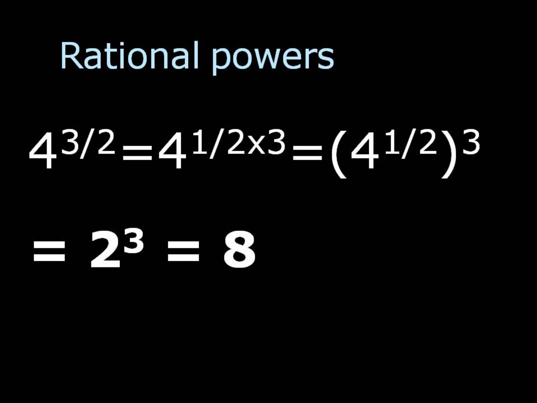So 4 to the power of 3 over 2, that's the same thing as 4 to the power of a half times 3, and that's 4 to the power of a half, to the power of 3. And 4 to the power of a half is 2. So in fact this is 2 to the power of 3, which is equal to 8. So we've got a way of working out 4 to the power of 3 over 2.